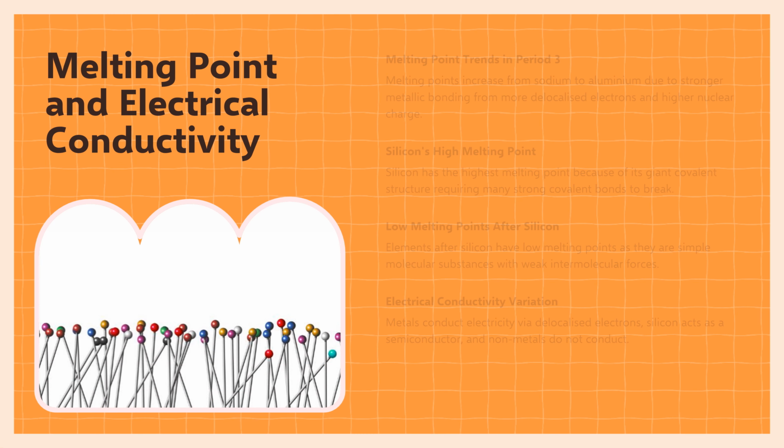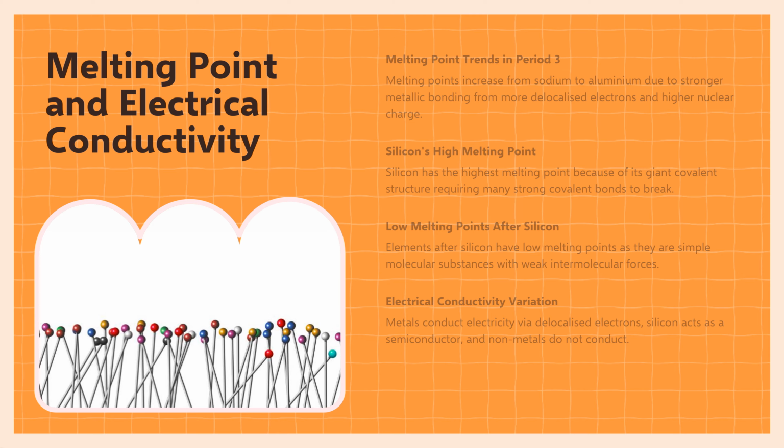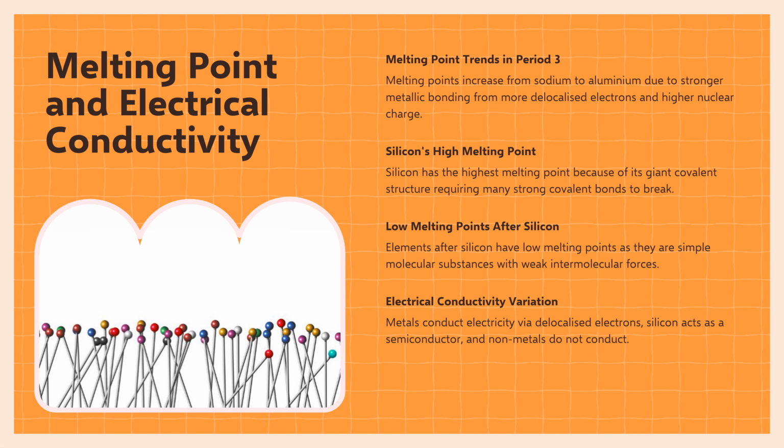Across period 3, melting points show a distinctive pattern that reflects changes in structure and bonding. From sodium to aluminium, melting point increases due to stronger metallic bonding as nuclear charge and number of delocalized electrons increase. Silicon has the highest melting point because it has a giant covalent structure, requiring many strong covalent bonds to be broken.